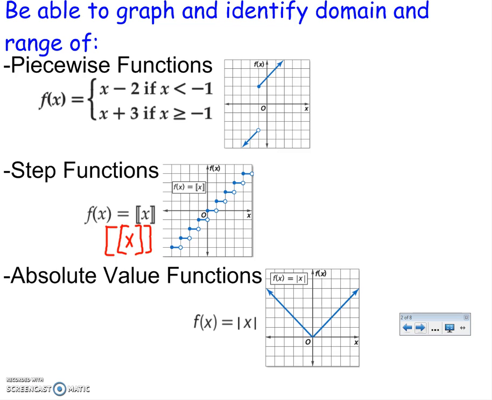And the last one is the absolute value function. So f of x equals the two lines, the absolute value of x. Y'all know that makes a V shape.